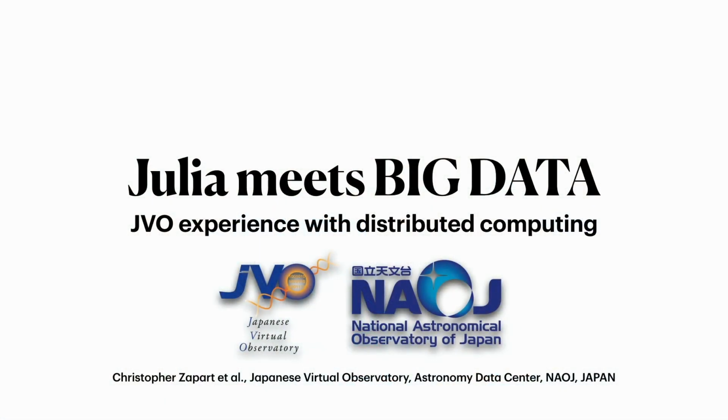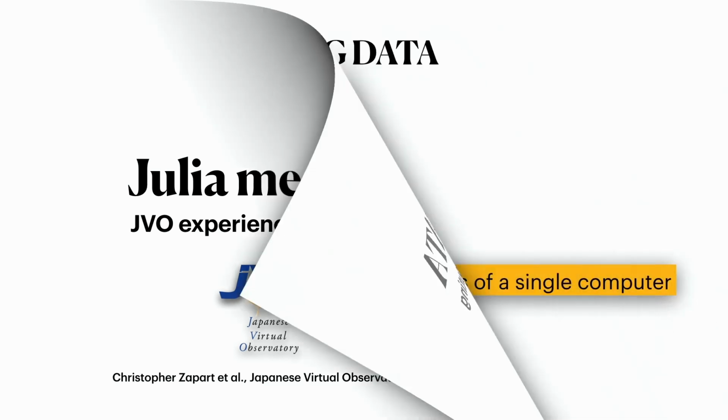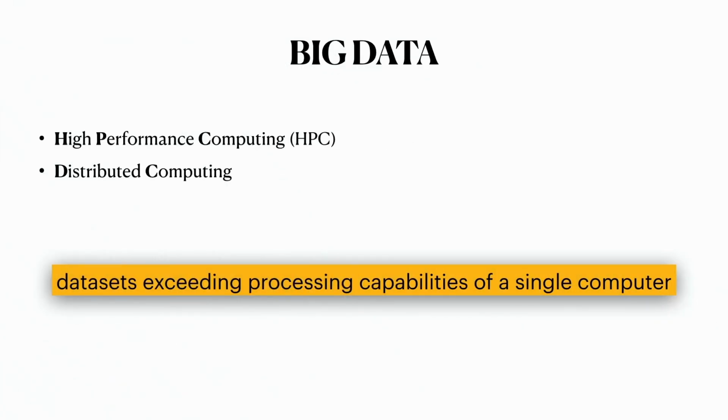Hi, I'm Christopher Zapart from JVO at NowJ, and well, today let's talk about Julia. Today's talk is not only about Julia, it's also about big data. Now, for the purposes of this presentation, let us define big data as datasets that cannot be processed by a single computer. Basically, we are talking distributed storage, distributed computing. Well, we just need a supercomputer.